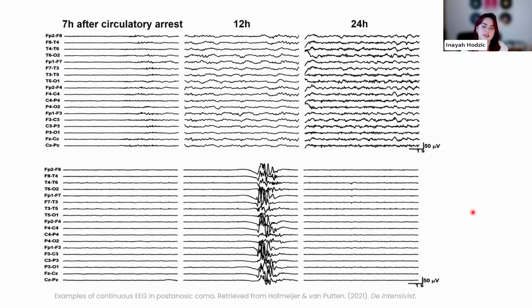And this shows two very distinct continuous EEG recordings from two different patients. And we can see here in the beginning a very low voltage isoelectric or nearly isoelectric activity in both cases. But in the top case here, we see an evolution of the EEG to a more continuous pattern within the 12 hours, which continues evolving to an even more continuous pattern at the 24-hour mark.